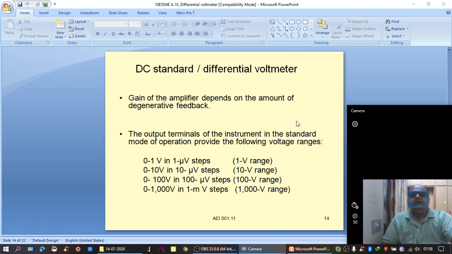Gain of the amplifier depends on the amount of degenerative feedback. The output terminals of the instrument in the standard mode of operation provide the following voltage ranges: 0 to 1 volt in 1 microvolt steps, 0 to 10 volts in 10 microvolt steps, 0 to 100 volts in 100 microvolt steps, 0 to 1000 in 1 millivolt steps.